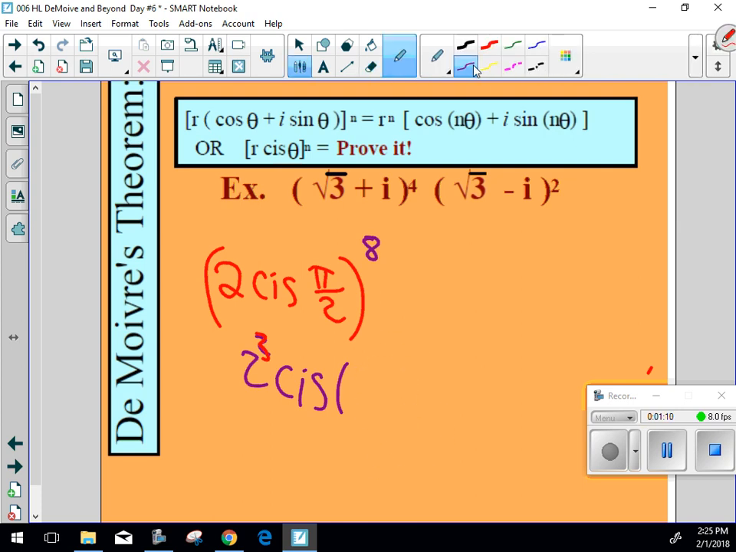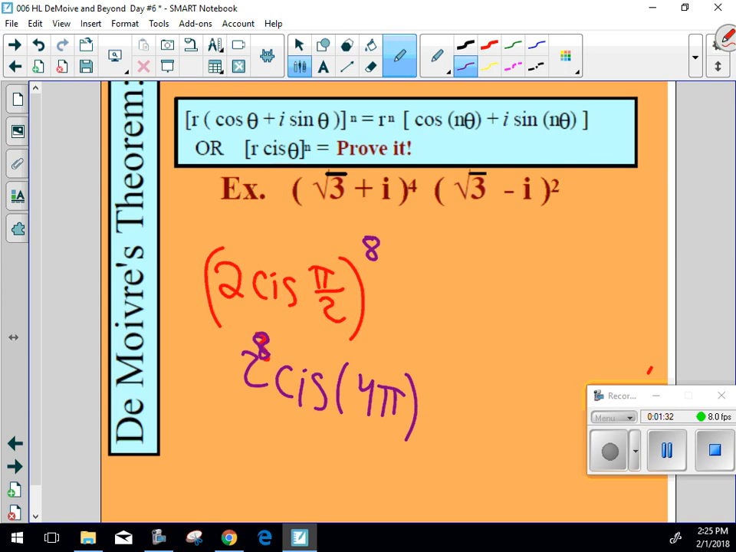Okay. What will happen to my 2? It'll be 2 to the what? 8th power, right? To the 8th. But how many pi over 2's am I going to have? 8 of them, which is, by the way, simplified, is going to be 4 pi, and we'll play around with that in a little bit.